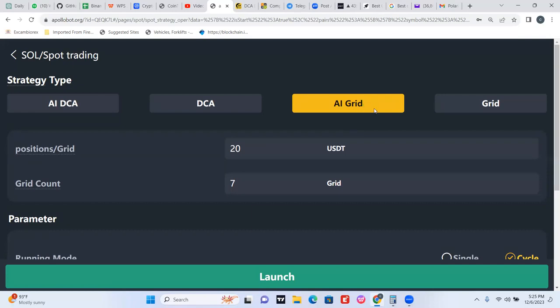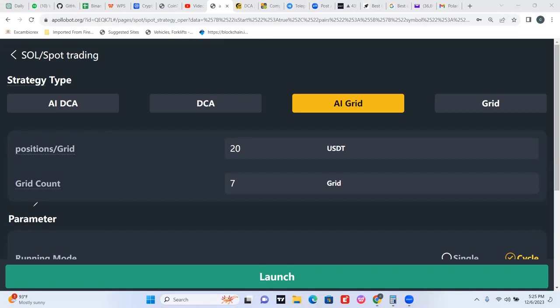AI grid is good for stable coins. These are coins that are not volatile. They are quite stable. In 24 hours, they might not do more than 3%. Do you understand? Max they will do is probably 1.5 or maybe 4% in 24 hours. Then in 7 days, they could do maybe 5% or 10%.